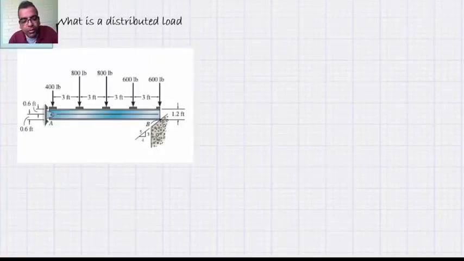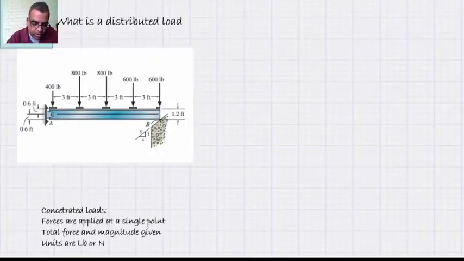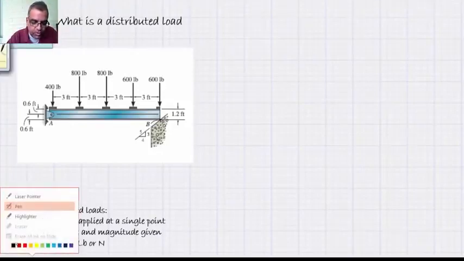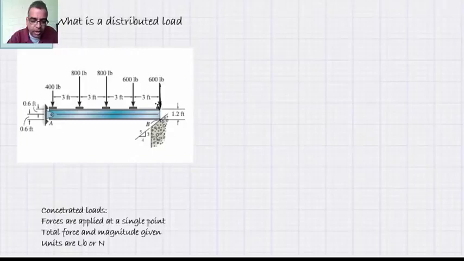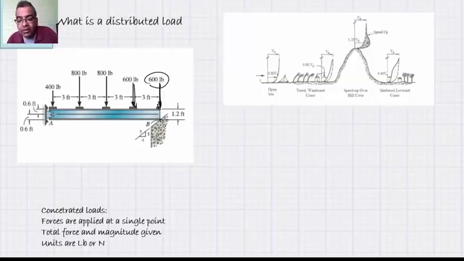If you looked at our problems up to now, we have always had loads which were concentrated. What I mean by that is, we had loads which were focused on only one point, and basically we knew the total force, say 600 pounds, and where it was applied. Okay, and the units for that was pounds or Newton. That's what we did, right? This is a typical example. But in many situations, that's not what happens.